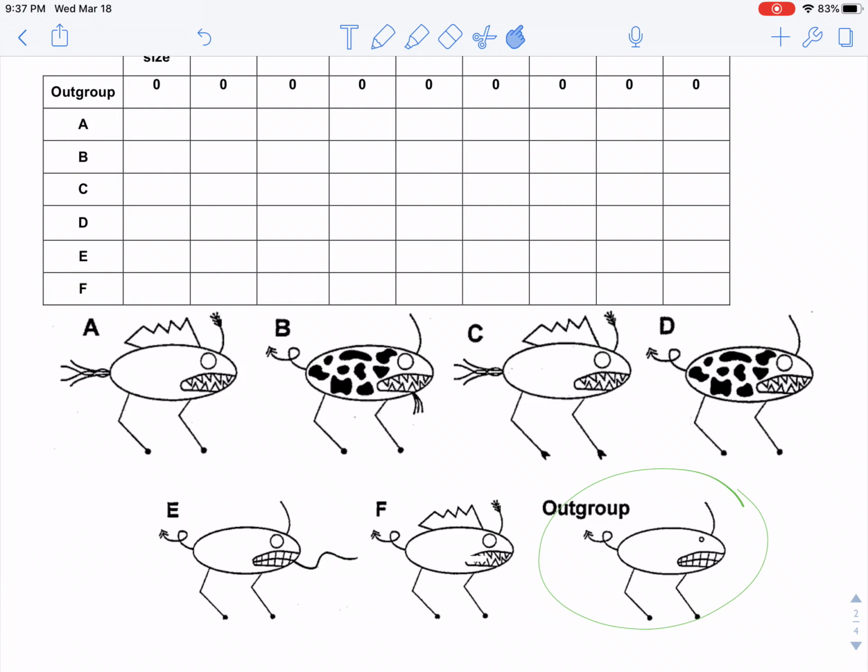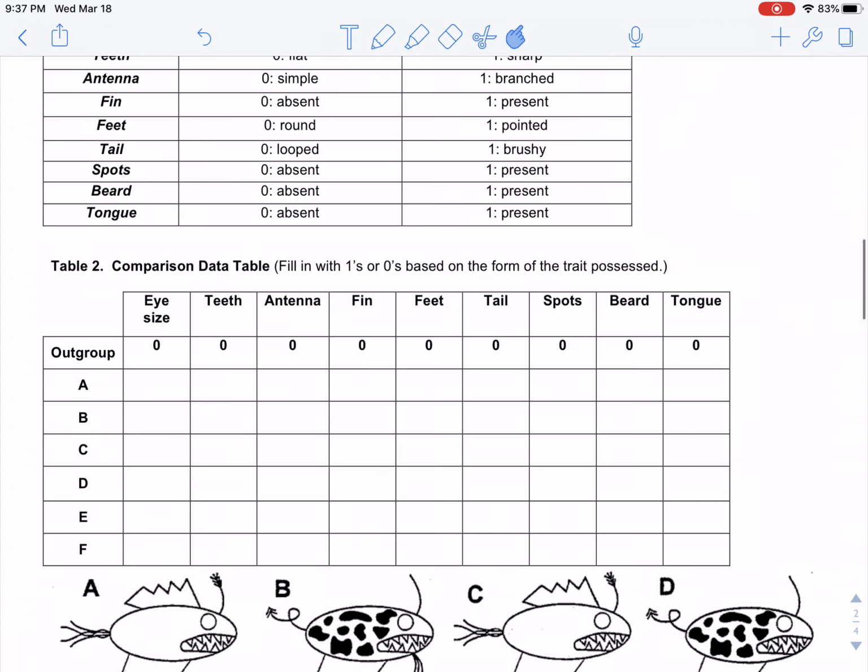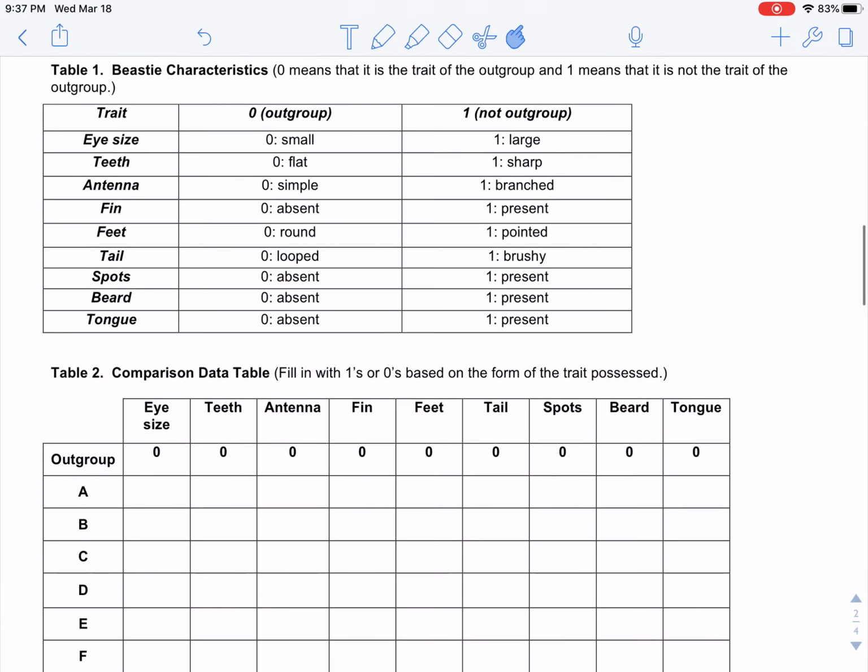So going back up, if that guy is our outgroup, we are going to take a look up here at table 1 and understand from table 1 that everything the outgroup has is automatically going to be characterized as a 0. So they filled in the comparison data table for us already with the outgroup being zeros all the way through for that outgroup, which should make sense. And again, the names of those characters we're looking for or traits we're looking for are listed in table 1. And so some are either absent or present. Other traits will be classified further by flat or sharp, simple or branched, round or pointed. So take a look at that table 2 when you need to as you get there.